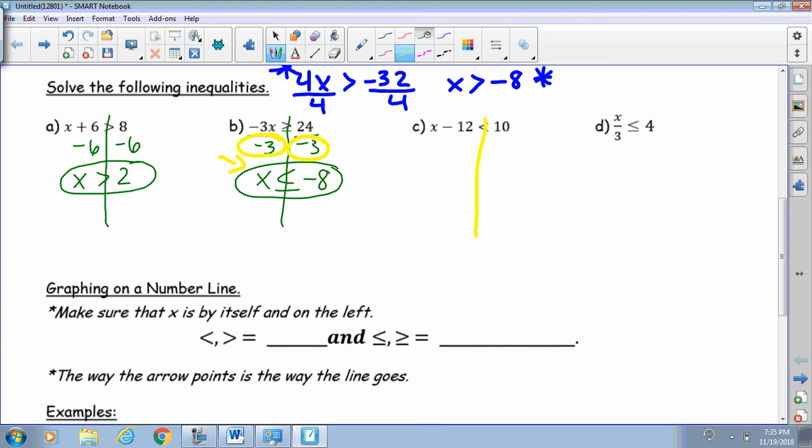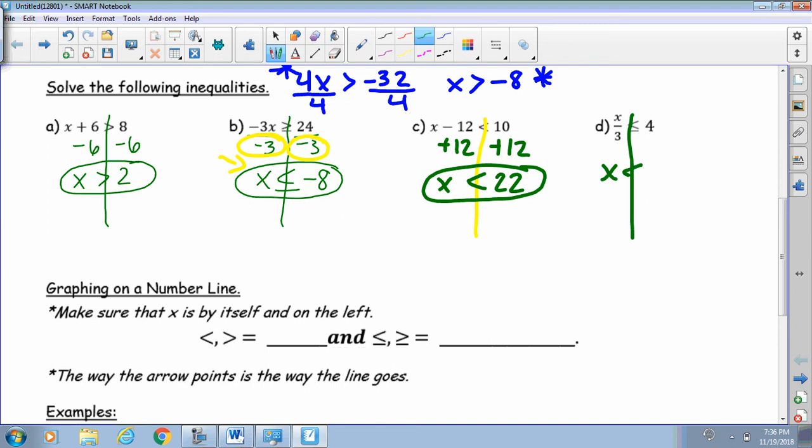Here, what is the opposite of subtraction? That would be addition. So I'm going to add 12 to both sides. I get x is less than 22. Now this one, I have division. The opposite of division is multiplication. Nothing's negative, so I'm just going to keep my normal sign. So I multiply both sides by 3. 4 times 3 is 12. So that was easy enough.